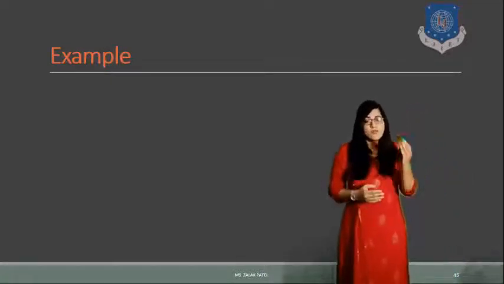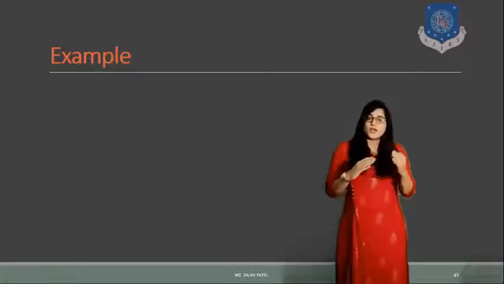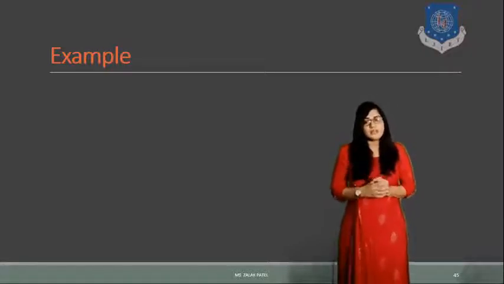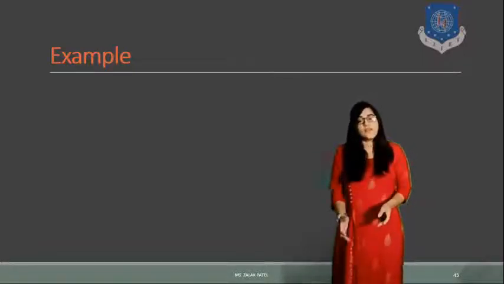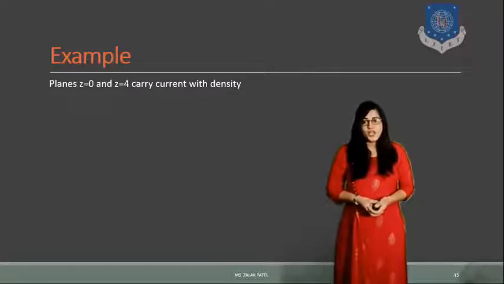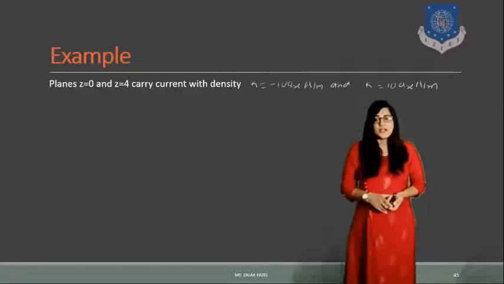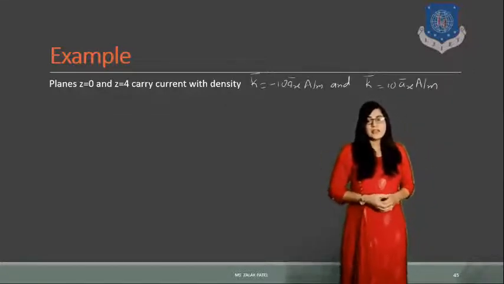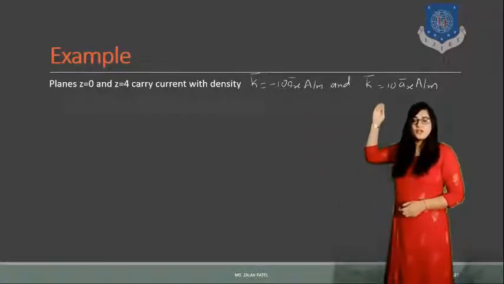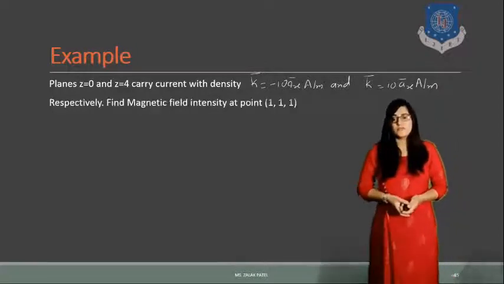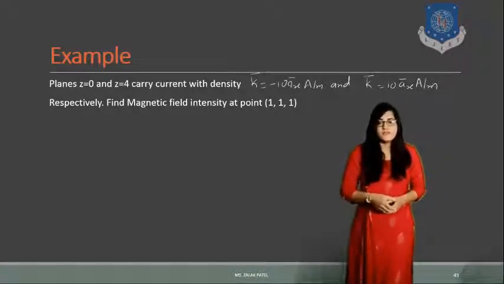So, if the point is above the plane, the direction of that AN bar is positive, and if the point is below the plane, then the direction of that AN bar is negative. Similarly, we have to take that direction in this type of example also for magnetic field intensity. So, this is the problem statement: two planes are given, z equal to 0 and z equal to 4, that have the current density K equal to minus 10 AX ampere per meter and K equal to plus 10 AX ampere per meter. Here you have to find the magnetic field intensity at the point 1, 1, 1.